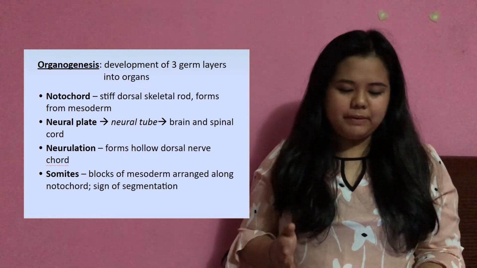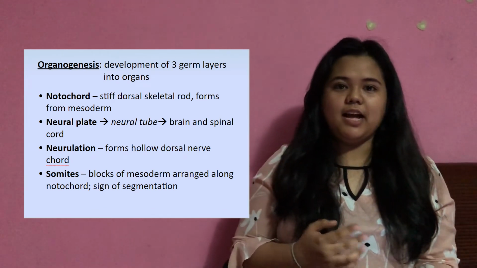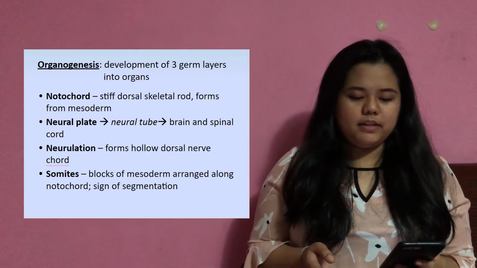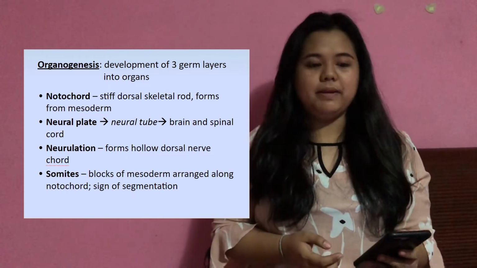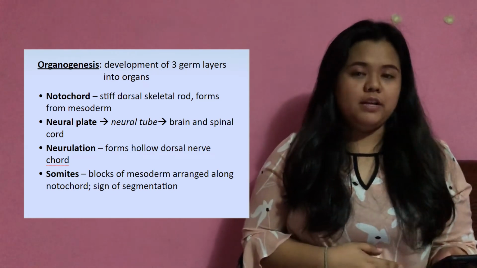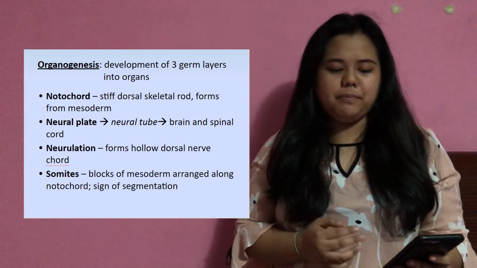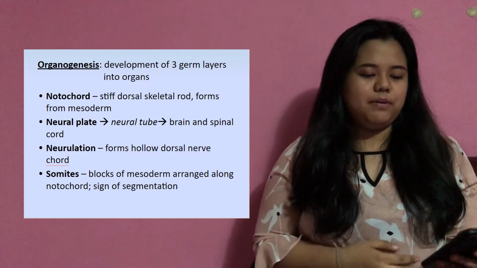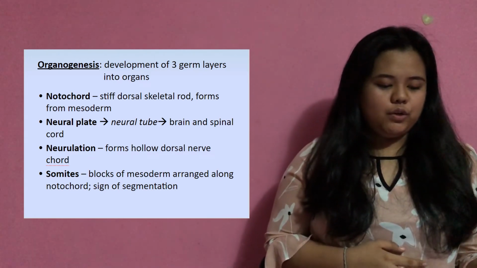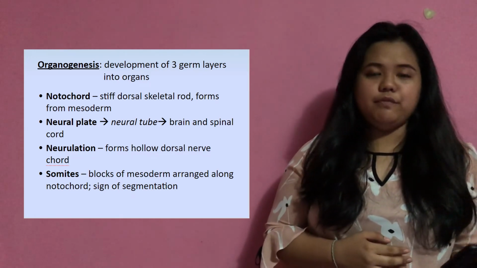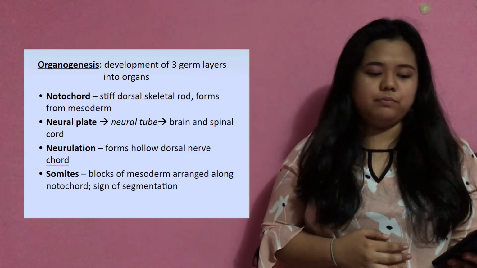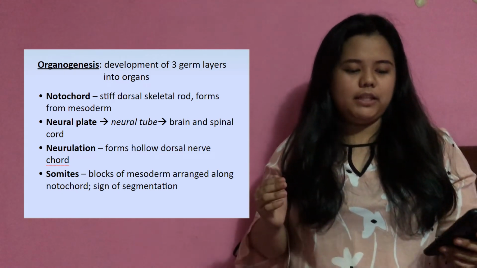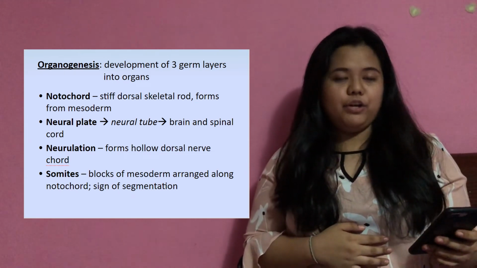Organogenesis is the development of organs of animals or plants. The notochord is the major skeletal element in the developing embryo. The neural plate is the developmental structure that serves as the basis for the nervous system. Neurulation includes the transformation of the neural plate into the neural tube. And lastly, the somites are the divisions of the body of the animal or human.